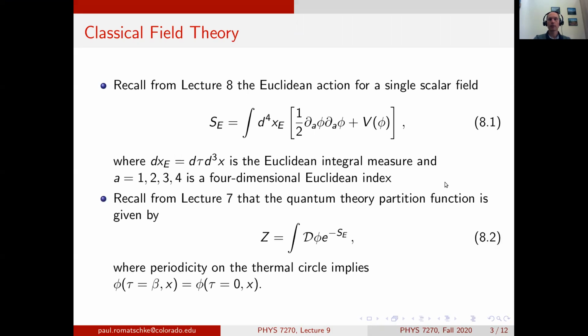From Lecture 7, recall that once we have a classical action, we can write down the quantum theory partition function through a path integral over all the fields times the exponential of minus the Euclidean action. In addition, we always have to recall that the path integral for the partition function involves a periodicity condition on the thermal circle. So that means that the fields phi evaluated at imaginary time beta are equal to the fields phi evaluated at imaginary time 0 for all values of x.